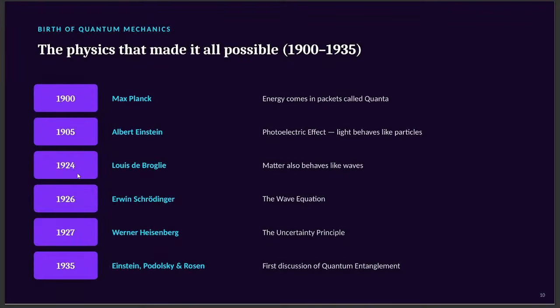Then in 1924, Louis de Broglie made another surprising statement: matter like electrons can also behave like waves. Imagine this: light behaves like particles, and matter behaves like waves. This was very surprising for a user hearing the concept newly. Later, in 1926, Erwin Schrödinger developed the famous wave equation, which is still widely used today. In 1927, Werner Heisenberg proposed the uncertainty principle, which means we cannot measure exact position and momentum at the same time.